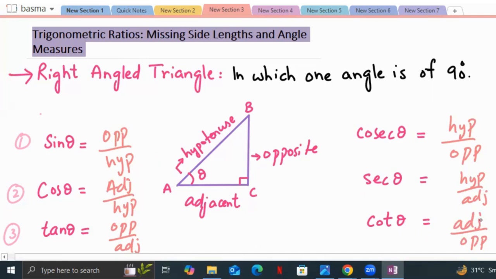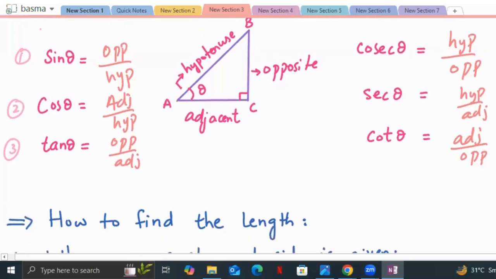Now let's do some examples to understand them better, like how we can find the missing lengths and angles in it.